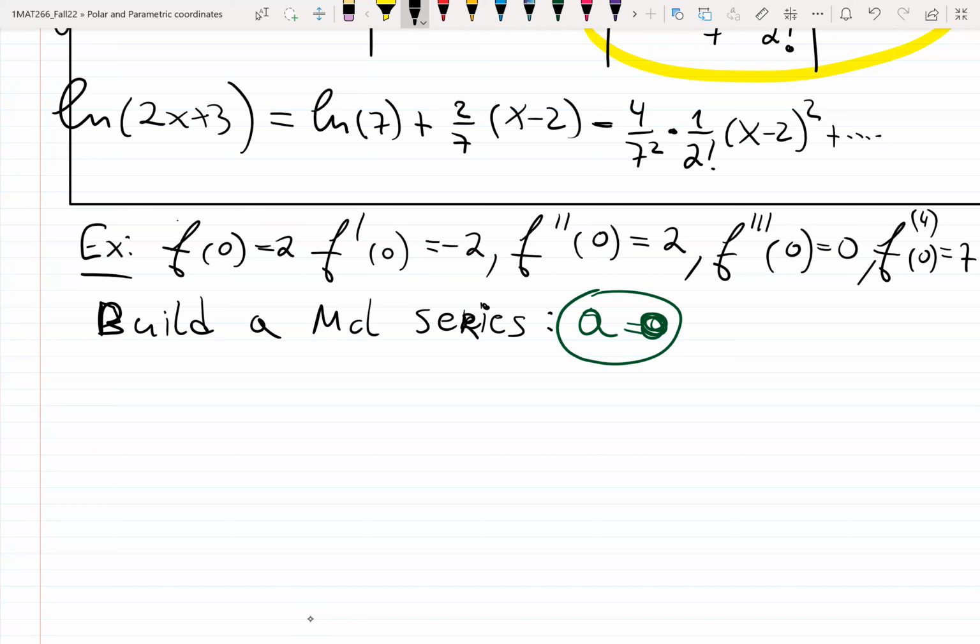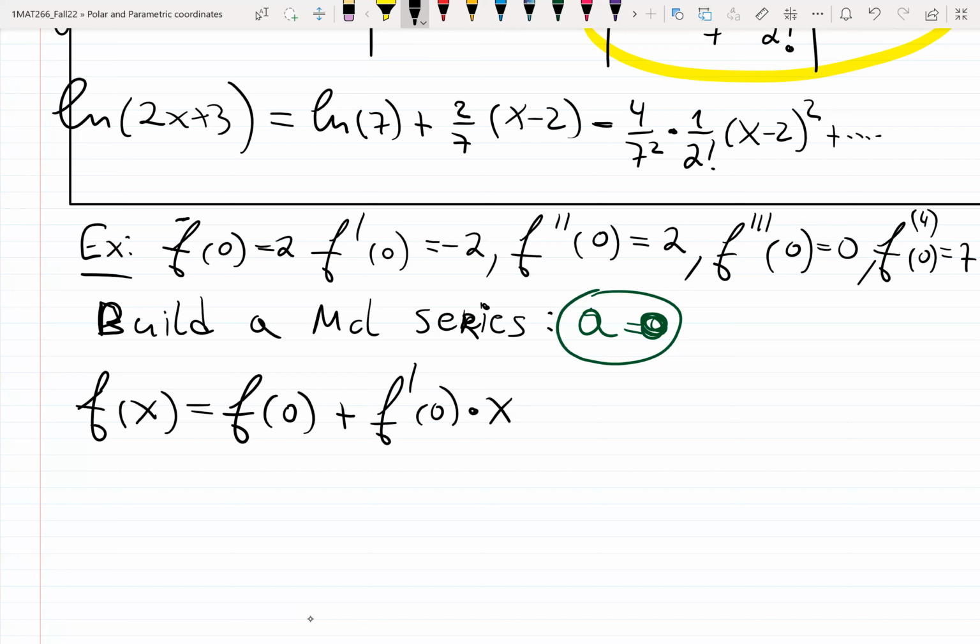So let me write it down. f of x becomes the original function at 0 divided by 0 factorial times x to the 0, plus the first derivative at 0 divided by 1 factorial times x to the 1, plus the second derivative at 0 divided by 2 factorial times x squared, not x minus 0 every time. Nobody puts parentheses; that's not necessary.